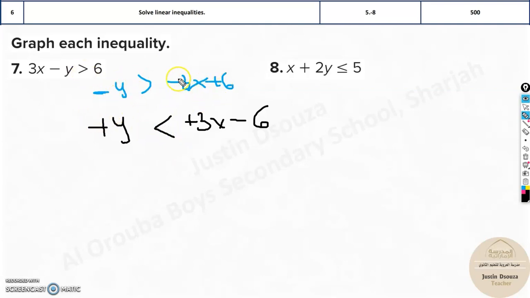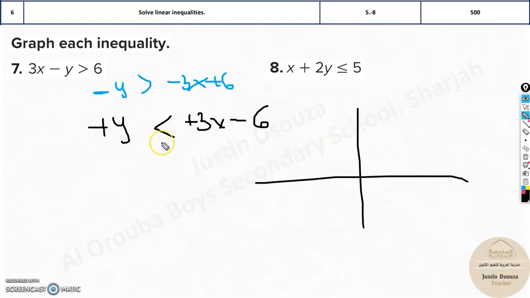Change all the signs and change the inequality sign. Otherwise, you can think like this. You're taking this over here. Y will be less than, and all these two terms are coming to the other side. They are greater than now, isn't it? You're just swapping them. So adding both the sides by y and then subtracting both the sides by minus 3x plus 6. So a simple way is just change all the signs and change the inequality sign.